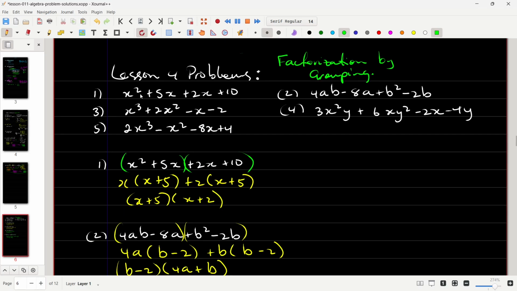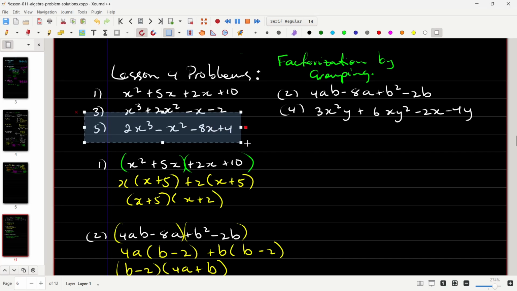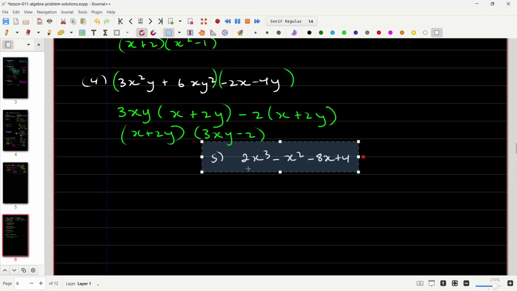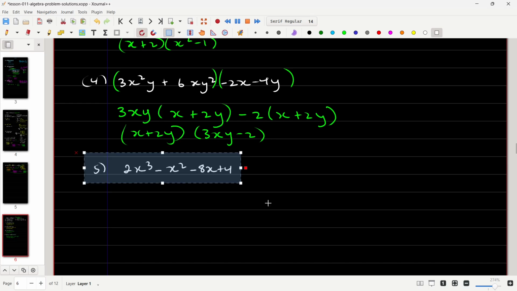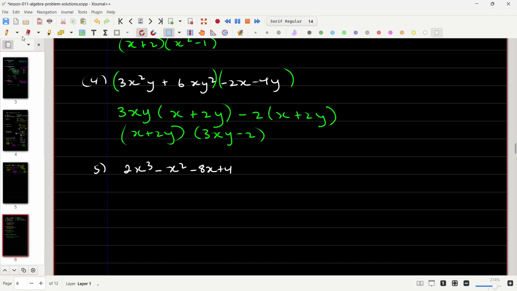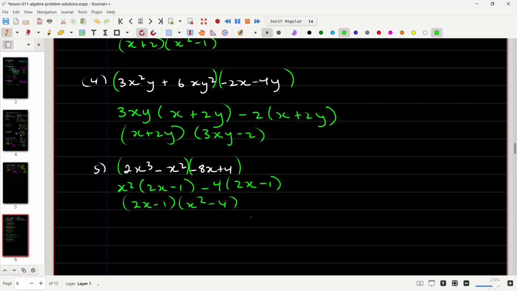Then we do number 5, and that's the last one with this lesson. Control C, Control V, put this over here. And I'm going to group this pair here and this pair here. So I'm going to have x squared into 2x minus 1, and then minus 4 into 2x minus 1. And then I have the 2x minus 1 in common, with the x squared minus 4. And that is that.